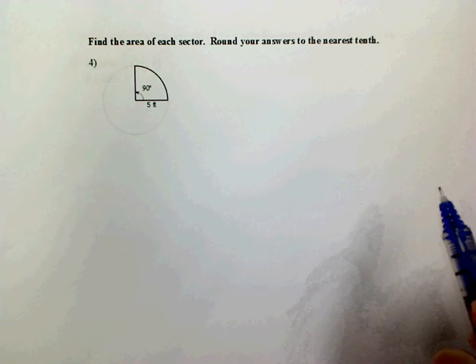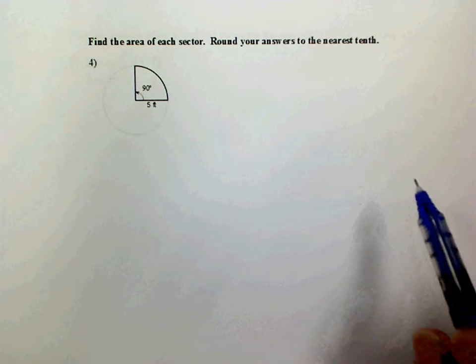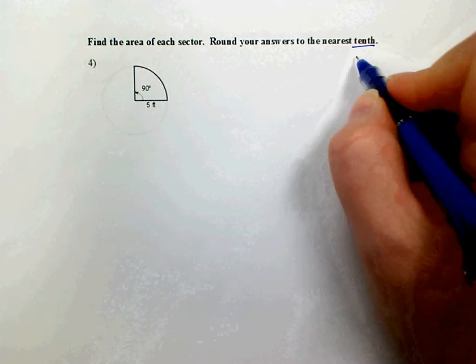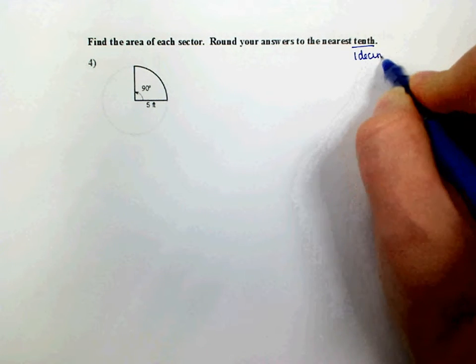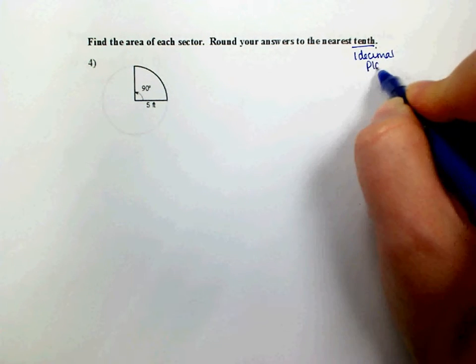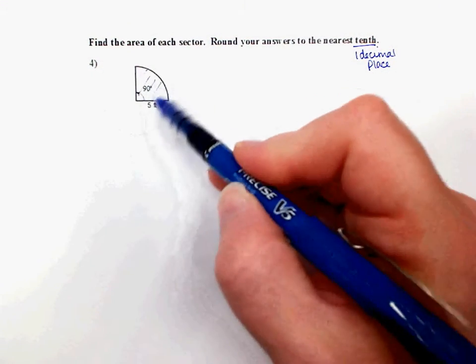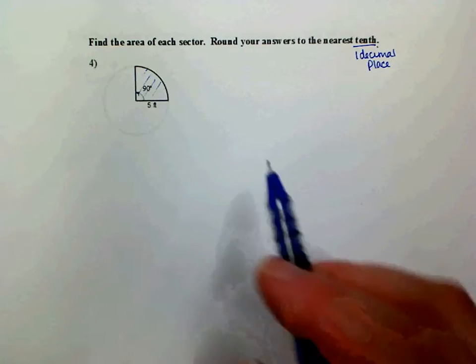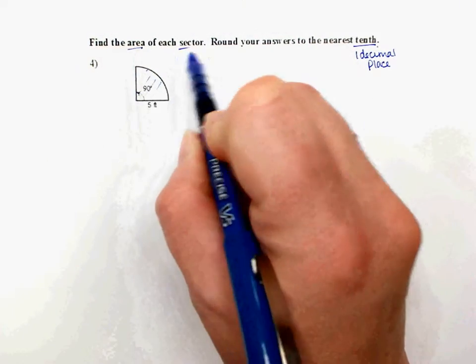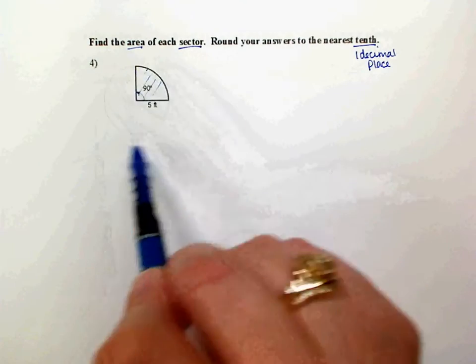On number 4, we're finding the area of each sector, rounding to the nearest tenth again, which remember is 1 decimal place. So the sector we're wanting is bolded here. This is the section of the circle we're wanting. So the area of the sector is a portion of the circle's area.